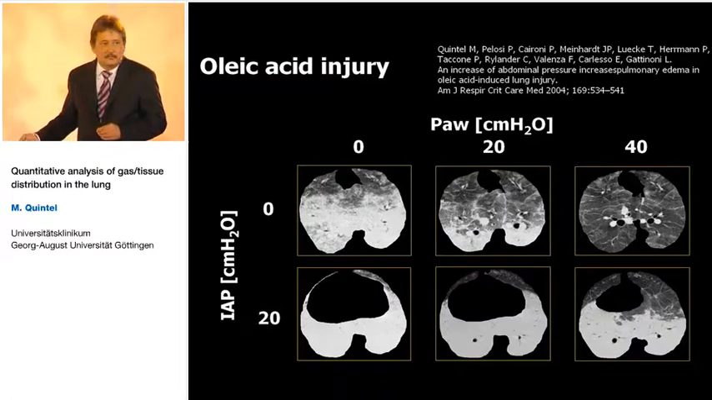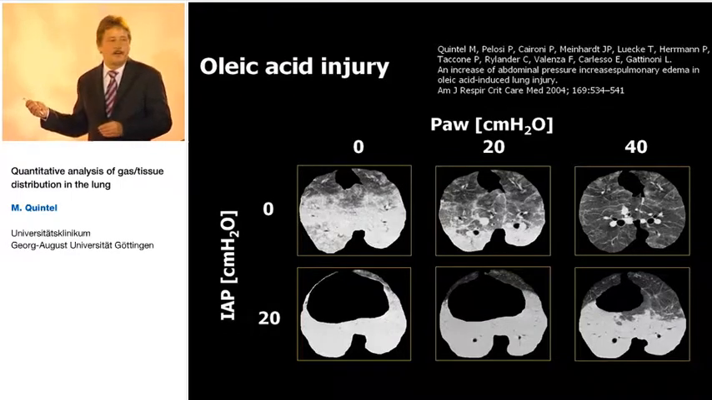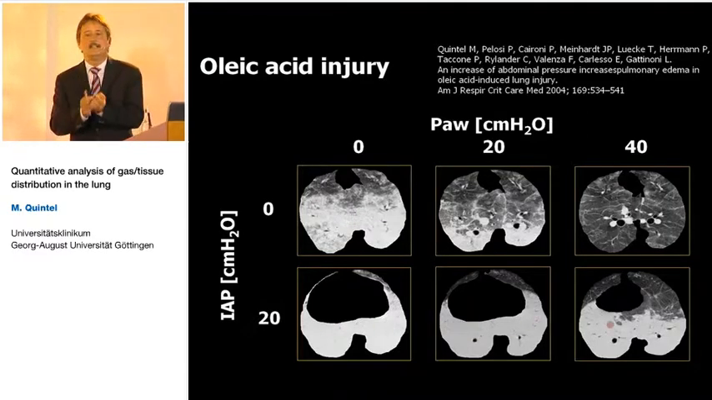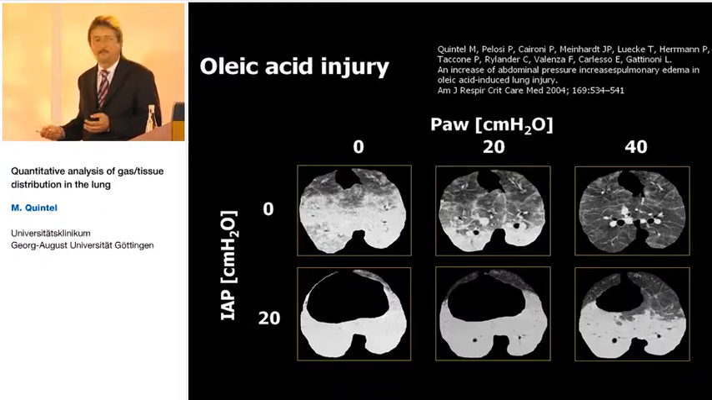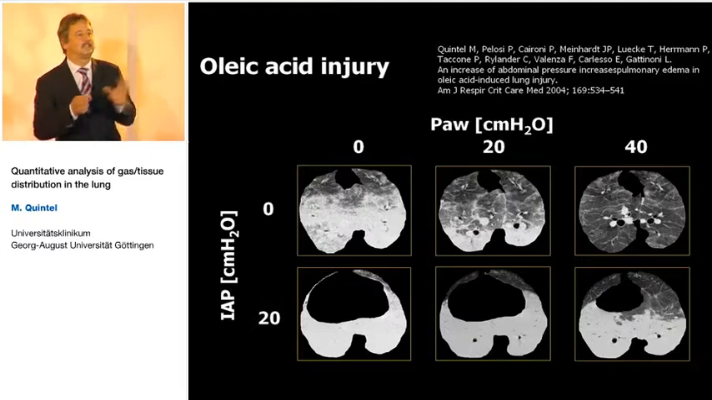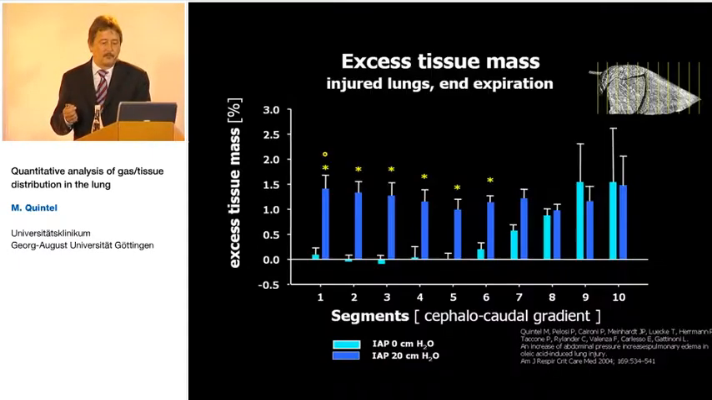However, if you increase the abdominal pressure to 20, you apply the same airway pressures. This is not transpulmonary pressure, this is just airway pressure. You can realize that there is nearly no recruitment. Same pressure applied, totally different behavior of the lungs. So one of the reasons might be there is a change in transpulmonary pressure. This is true. However, what we learned in this study is that there is something in addition.